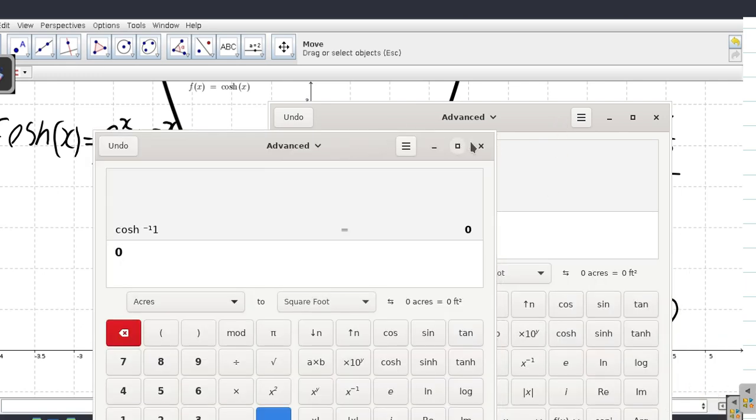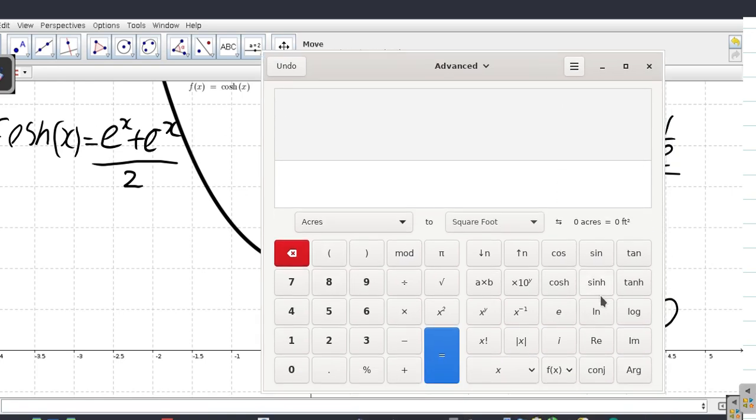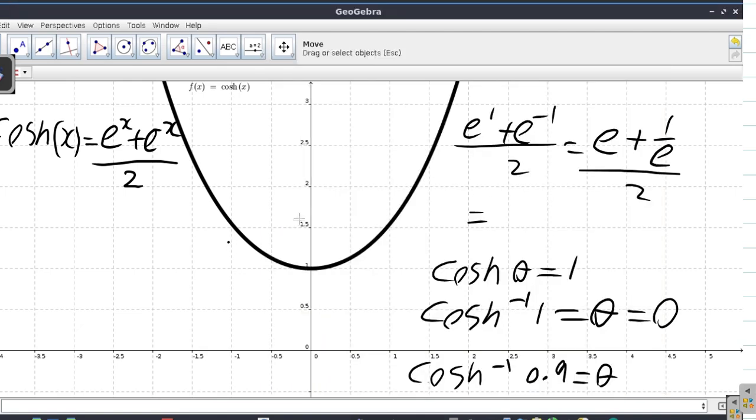Now, here we find the cos inverse of 0.9, equal. See what it says here? Inverse hyperbolic cosine is undefined for values less than 1. Alright?